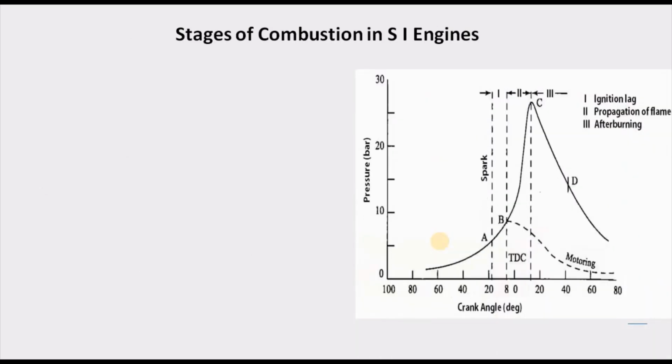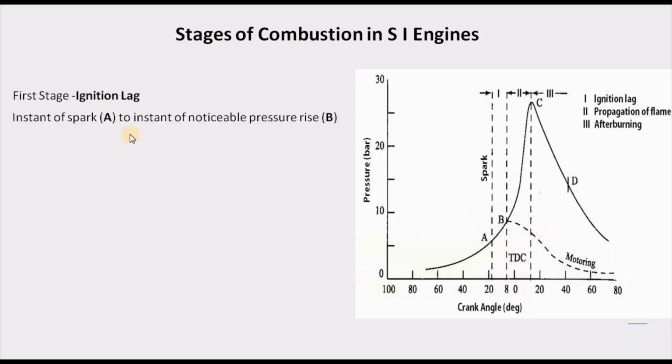The first stage is your ignition lag. Here it is starting from A to B. A is the point of initiation of the spark, and B is the point where there is a noticeable pressure rise. This A to B curve indicates the ignition lag period.